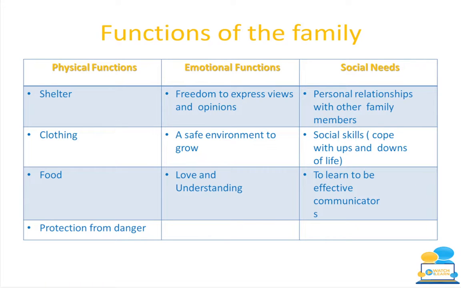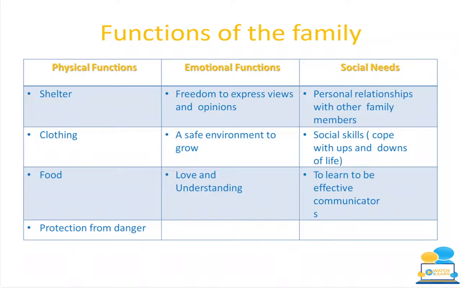Our second function is emotional function. So they allow you a safe place to express your views and opinions. You're more likely to say what you're thinking in your mind when you're home near your family, because these are the people that you know the best in your life, people that you have been around the most. It provides you with a safe environment to grow. Okay, so it allows you to express your opinions and say, no, I don't like this. Provides you with love and understanding. So the family is the first place where you learn about love and understanding.